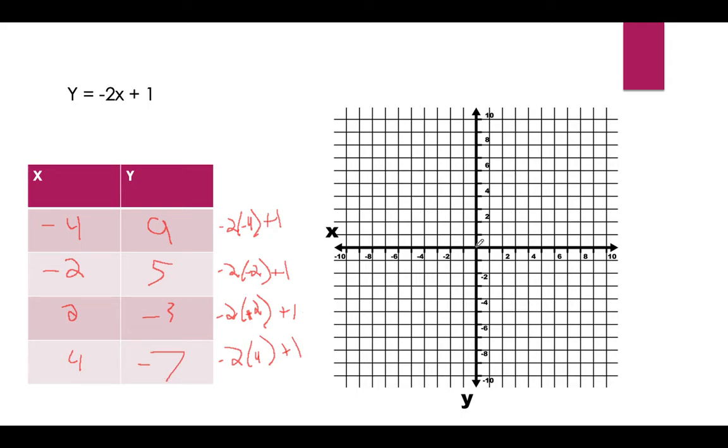So then you plot your points. Negative 4, up 9, okay. Negative 2, up 5. At 2, you go down 1, 2, 3. And at 4, you go down 7. And I'm going to try to draw my line here. This is probably not going to end well. It is close. And so there is my line, which makes sense because we have a negative slope. So my line should be going down. Okay.